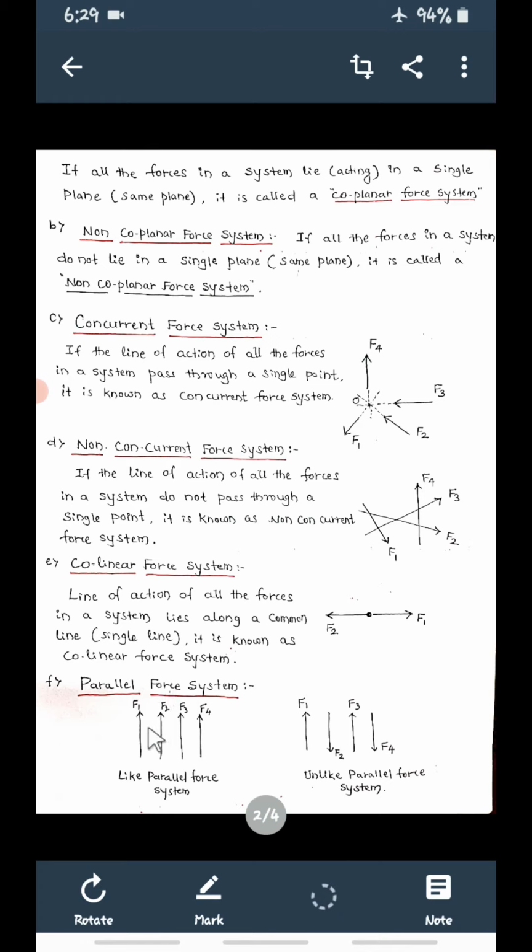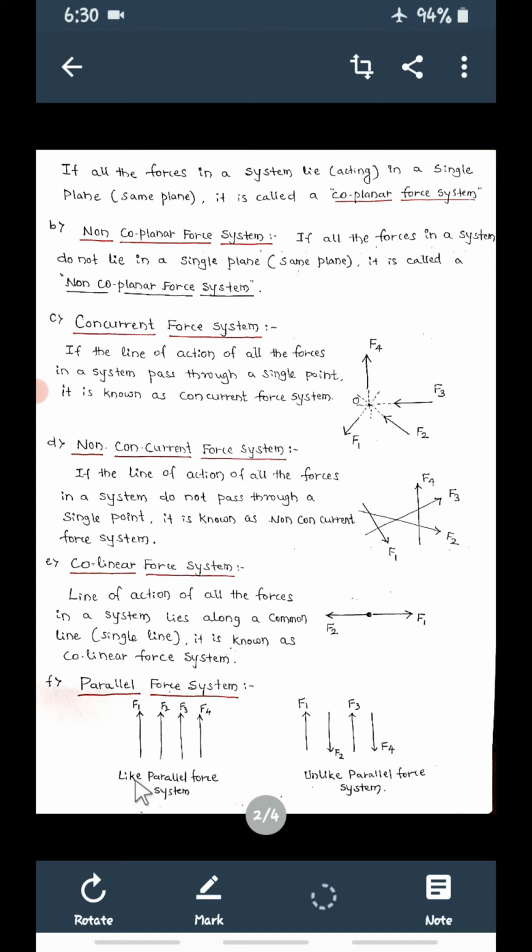Now see, F1, F2, F3, F4 acting, the line of action of all the forces will be parallel to each other. Then this is called a parallel system. And again, F1, F2, F3, this is also a parallel system, but this is called a like parallel force system, and this is called an unlike parallel force system. So no doubt both are parallel only, but this is like parallel and this is unlike parallel force system.